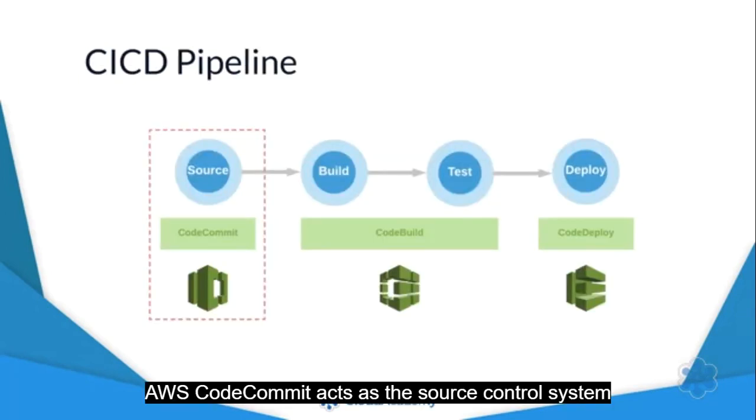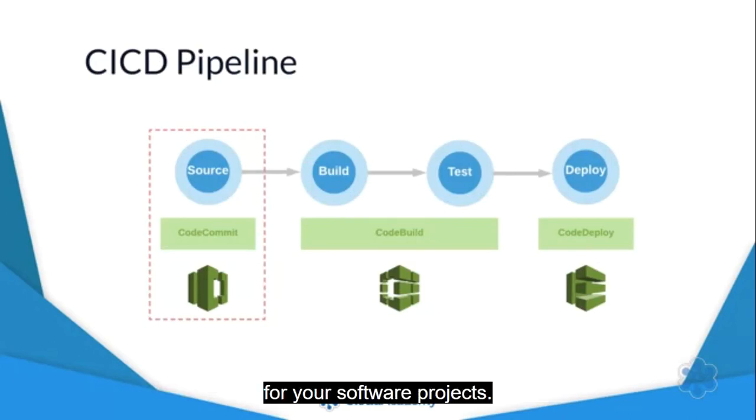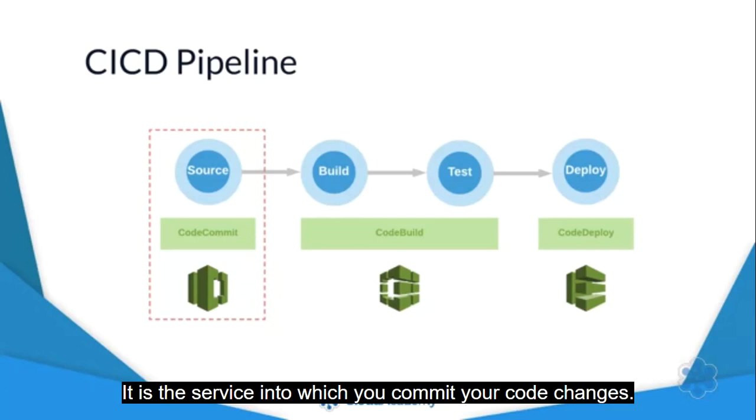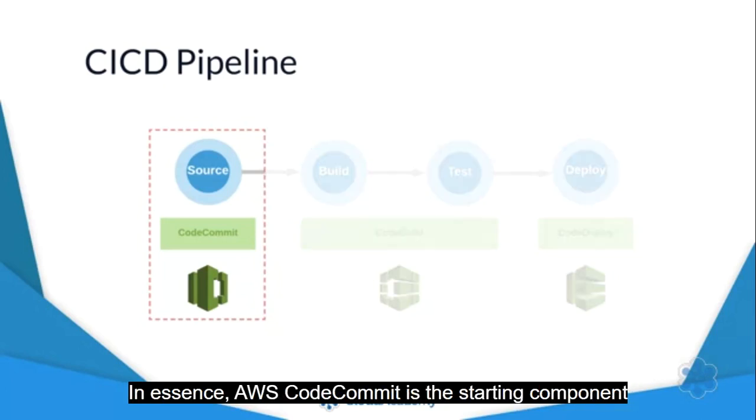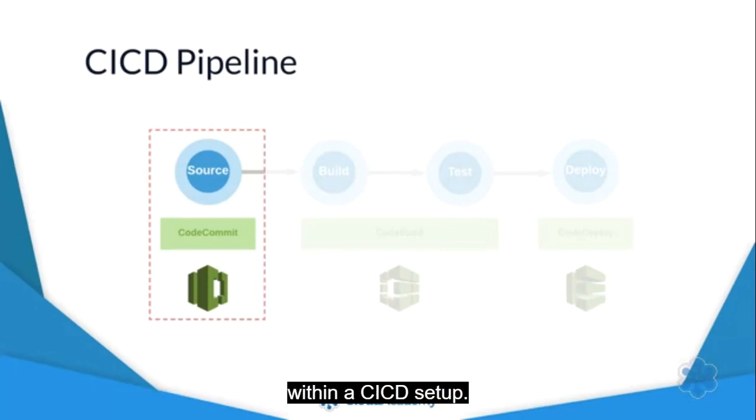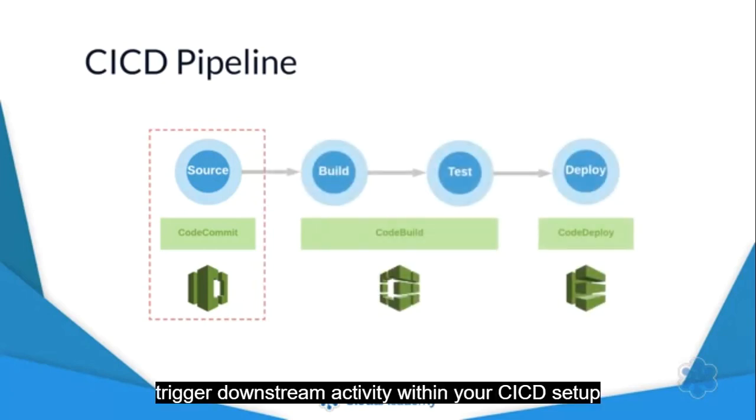AWS CodeCommit acts as the source control system for your software projects. It is the service into which you commit your code changes. In essence, AWS CodeCommit is the starting component within a CI/CD setup. Any commits into AWS CodeCommit trigger downstream activity within your CI/CD setup, such as kicking off a new build of your source code.